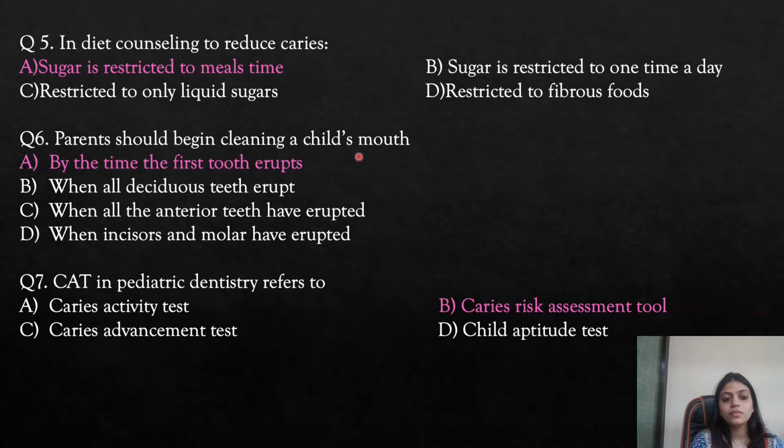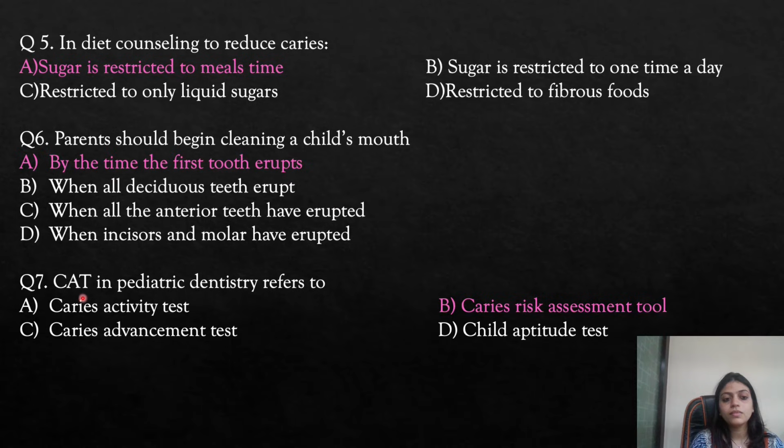Parents should begin cleaning a child's mouth A, by the time the first tooth erupts, B, when all the deciduous teeth erupt, C, when all the anterior teeth have erupted, or D, when incisors and molars have erupted. So the answer here is by the time the first tooth erupts. But they've asked about cleaning the child's mouth, not the child's teeth. So if the option had been even before the eruption of any primary tooth, that could also be the answer, because we have to clean the gum pads also. Wiping of the gum pads is also recommended.